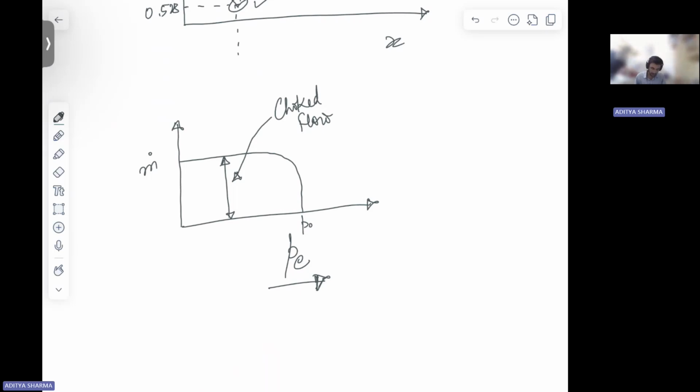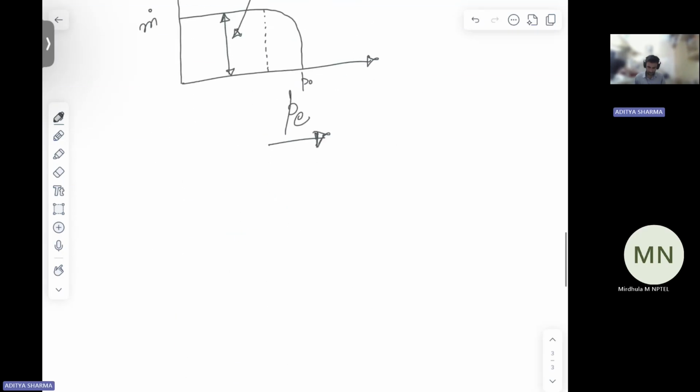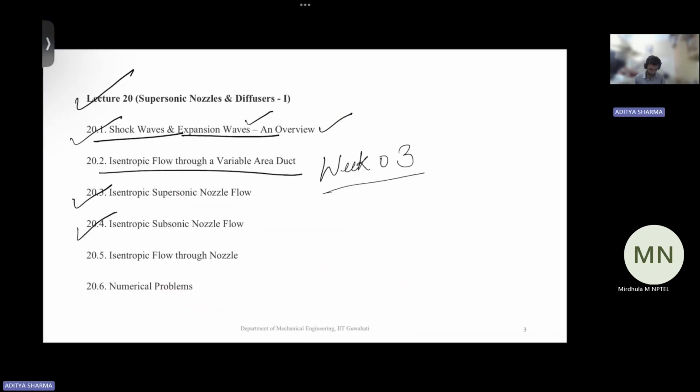And one point comes where if you go below this pressure, there is not going to be any difference in the mass flow rate. So your flow is going to remain choked, and further you cannot increase the mass flow rate in this nozzle. Okay. So these are the topics on lecture number 20. Then we shall see questions.